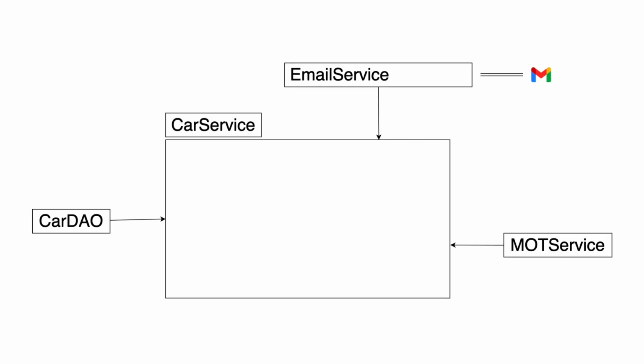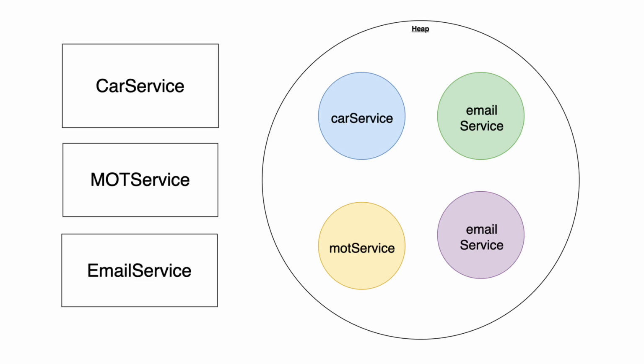In the previous video, you saw how we improve our code so that car service has a bunch of dependencies that we can inject into it. Now, let's say that our application is massive, and when we create a new instance of car service, that instance gets stored inside of the heap, if you recall. The same for MOT service in here.